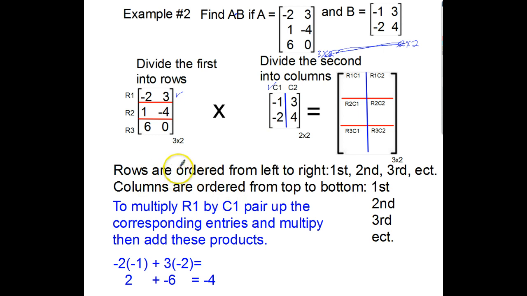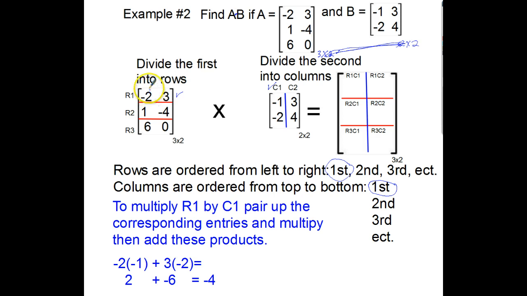Let's reiterate something here. Rows are ordered from left to right, first, second, and third. So -2 would be the first element, and 3 would be the second element. Columns are ordered top to bottom, so -1 would be the first element, and -2 would be the second element. To multiply row 1 by column 1, you pair up the corresponding entries: first element times first element, and then second element times second element, and then multiply and add these.